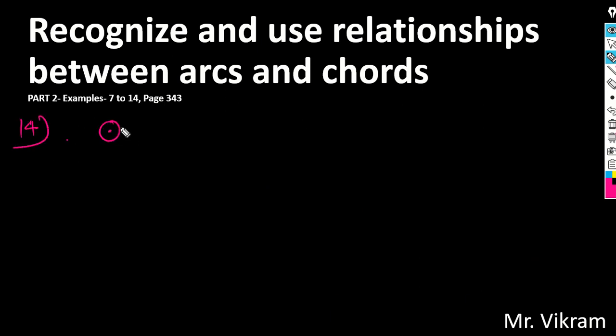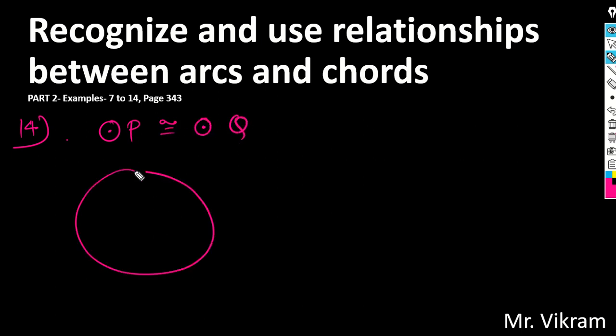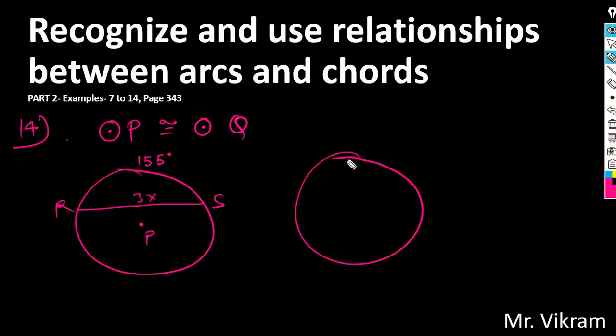Okay, so now you have circle P is congruent to circle Q. Okay, if two circles are congruent, they have everything congruent. So this is circle P. The center is P. Chord RS is given as 3x, and the arc is given as 155 degrees. So okay, this is different here. No problem. Let me draw another circle. Okay, and this is Q.